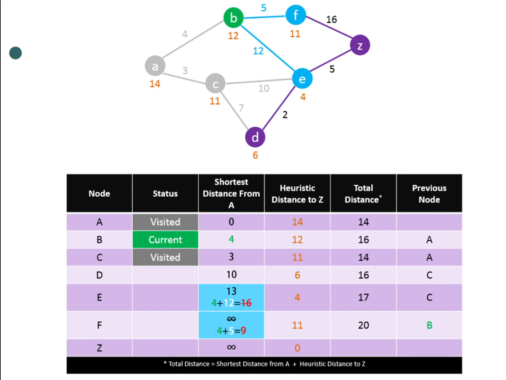For node F, we are supposed to traverse from A to B and B to F. That's 4 plus 5, which is equal to 9, and the total distance is 20. We are traversing via B, so the previous node is B.